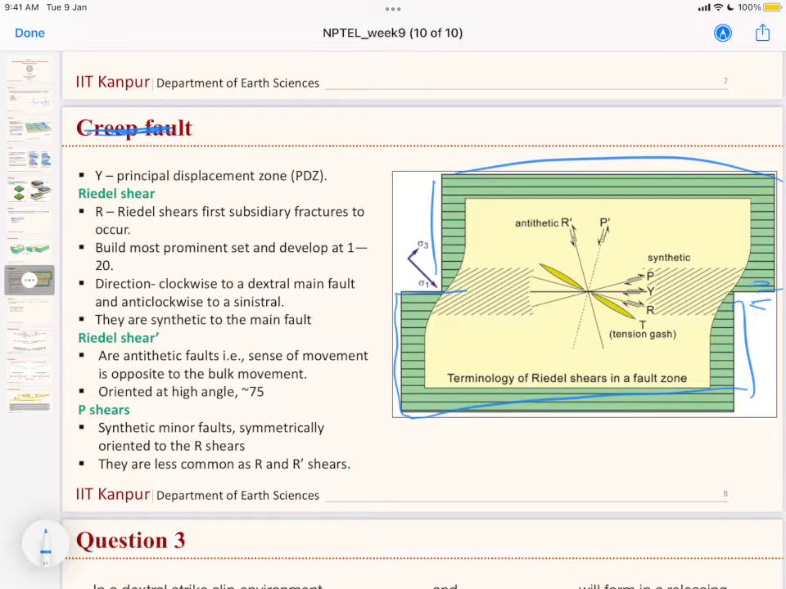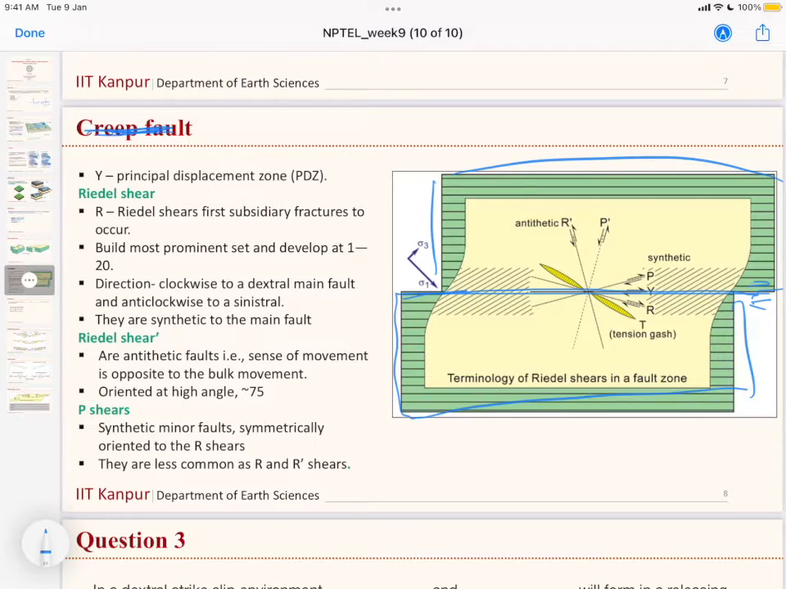Now, so this is the major fault plane that we have. Apart from the fault plane, what we also call it is the principal displacement zone. In short form we write it as a PDZ. So this direction would be my principal displacement zone. So far so clear? Okay.